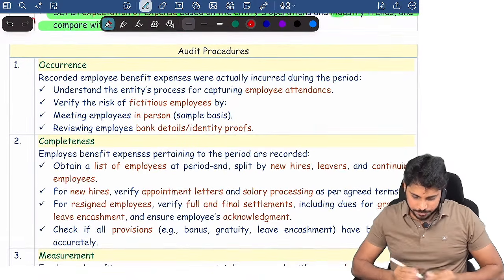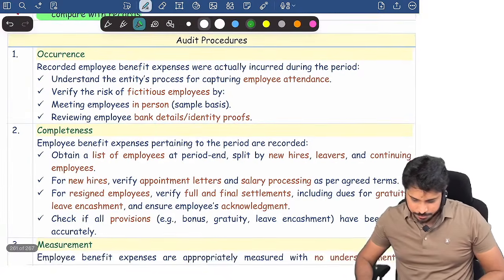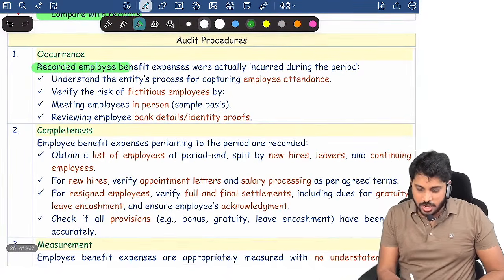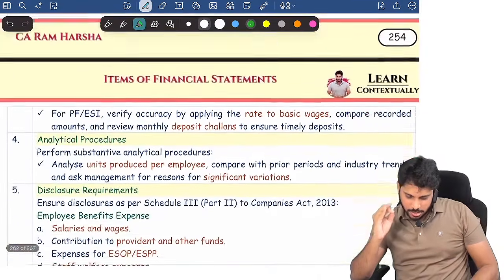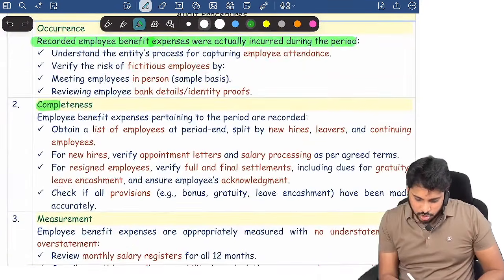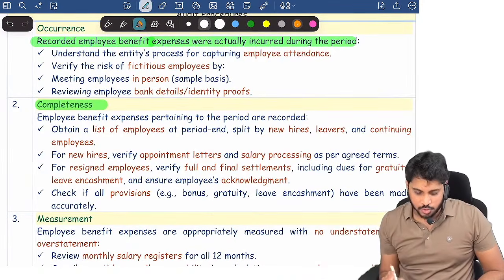Then next one, audit procedure, guys. Audit procedure: the recorded employee benefit expense was actually incurred. Here, completeness is most important. In employee benefit expenses, completeness is most important.